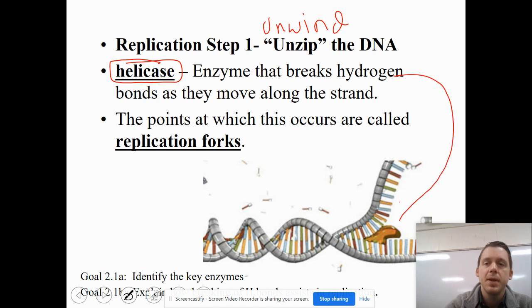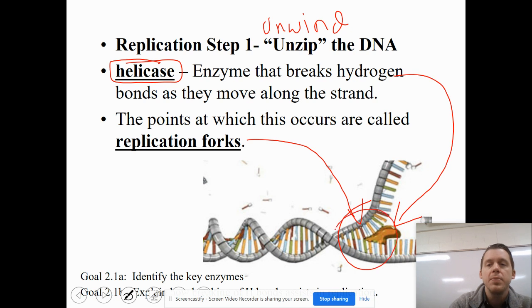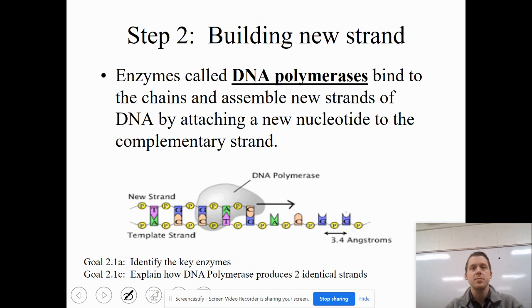So the helicase in the picture is right there. That is the helicase. You can see that it's moving. What direction is helicase moving? It's moving, it looks like, to the left and unzipping the DNA. The point at which this occurs is called the replication fork, right? We call it the replication fork, like a fork in the road. It's where the DNA splits. So the helicase is going to make a replication fork. So that is step one.